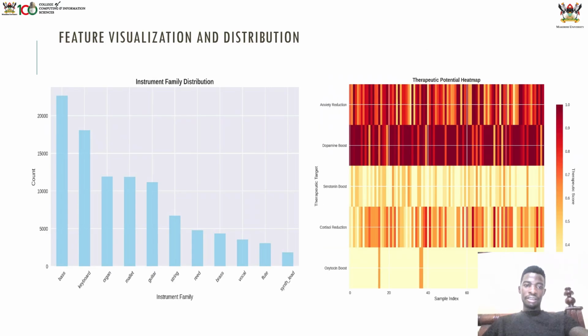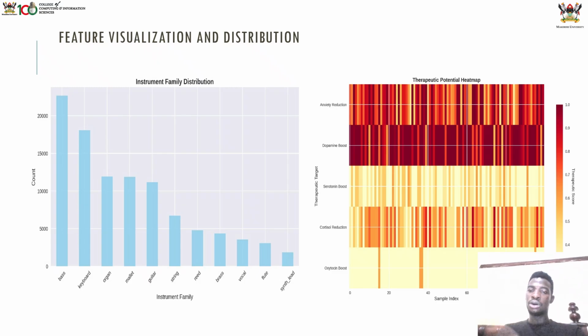And then visualizing the different features. So I'm trying here to show the features in those music because each audio file has features, and those here are the features visualized for bass, keyboard, guitar, the instrument family. And then therapeutical potential heat map, because after mapping the different therapeutical targets to those audio files, I tried to create a heat map to see whether the therapeutical targets are being catered for.